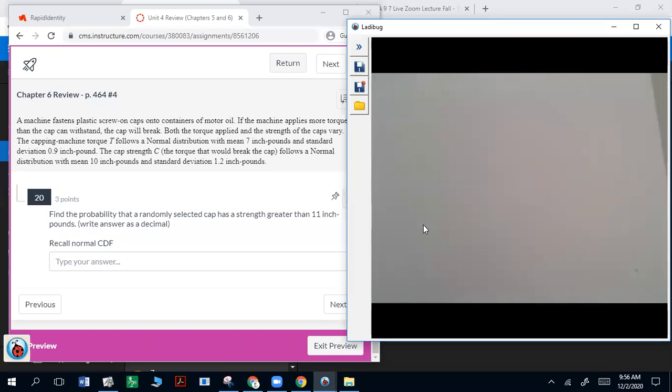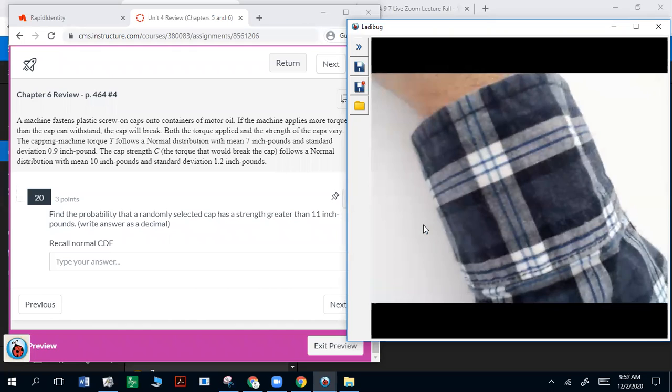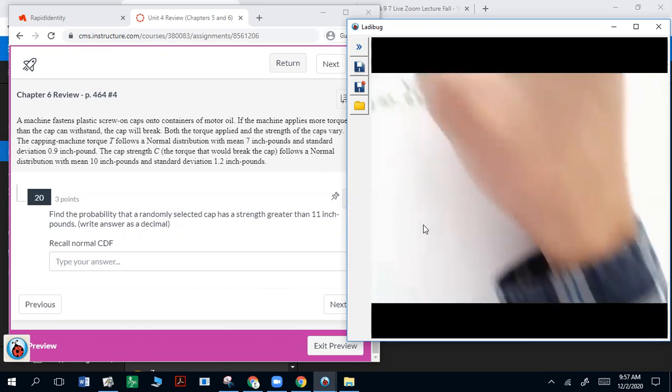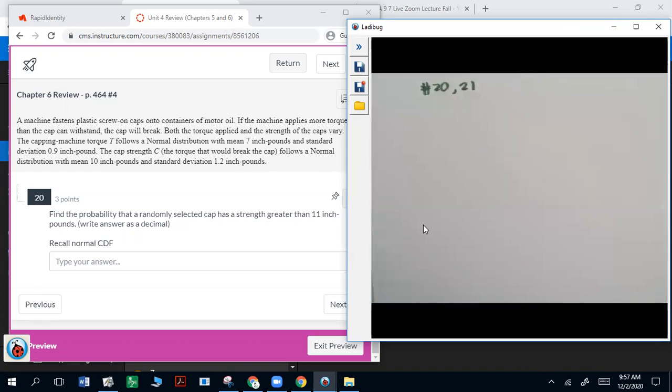Okay, let's look at questions 20 and 21. So this is from chapter 6 review. I didn't choose all the problems from this section, just a couple that are relevant to what we've learned.